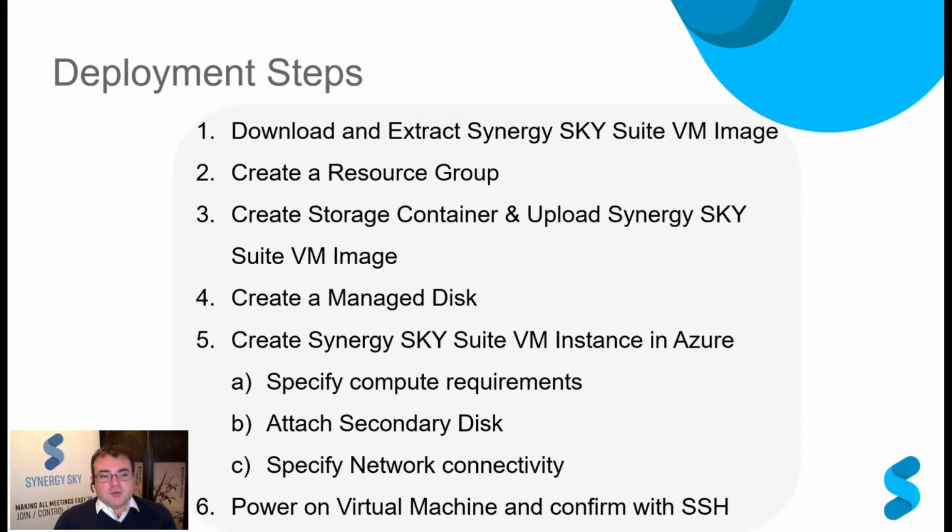So the deployment steps. First, download and extract the Synergy Sky Suite virtual machine image from our support page. Create a resource group within Microsoft Azure. Create the storage container and upload the virtual machine image to it. Create a managed disk. Create the Synergy Sky Suite virtual machine instance by specifying compute requirements, attaching the secondary disk, and also specifying network connectivity. And then we're going to power on the virtual machine once that's all completed and confirm that we can reach it via SSH.